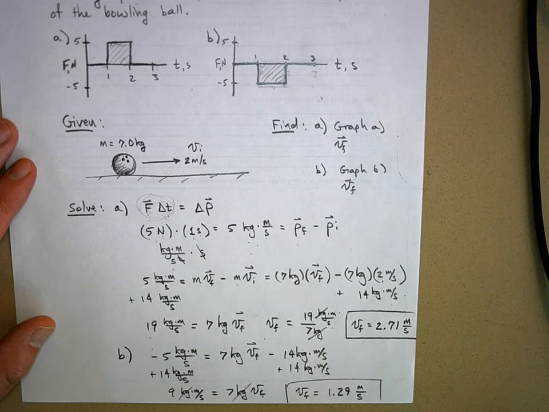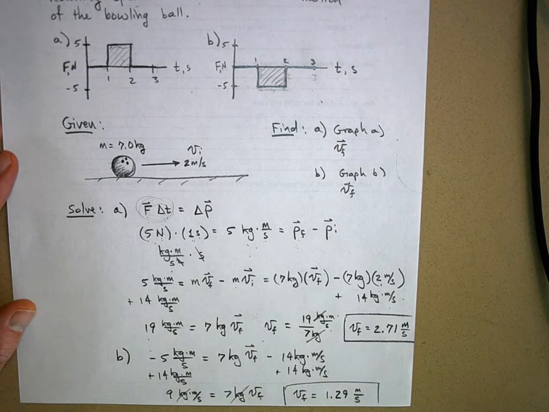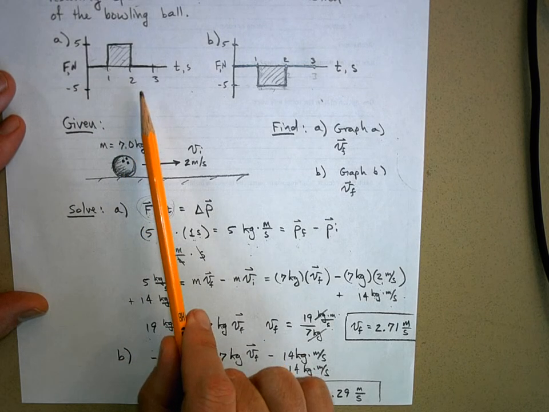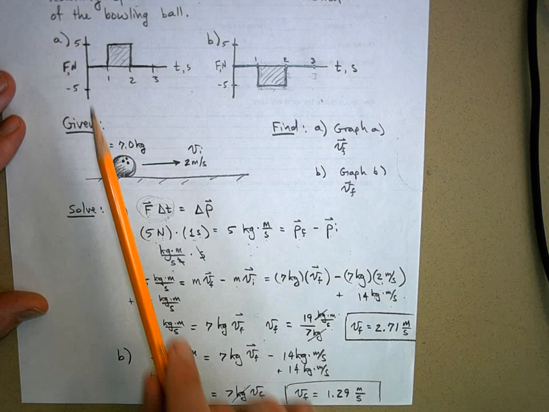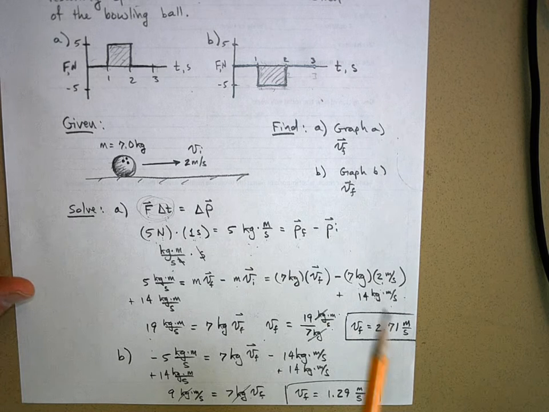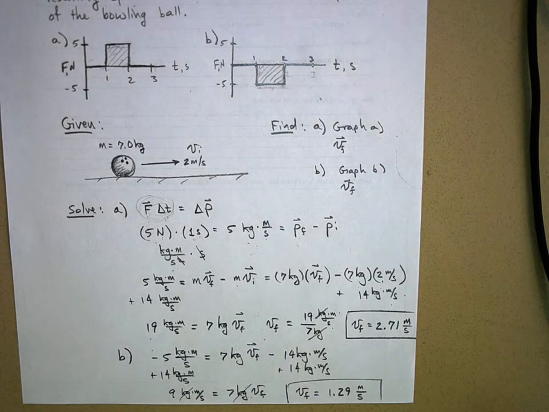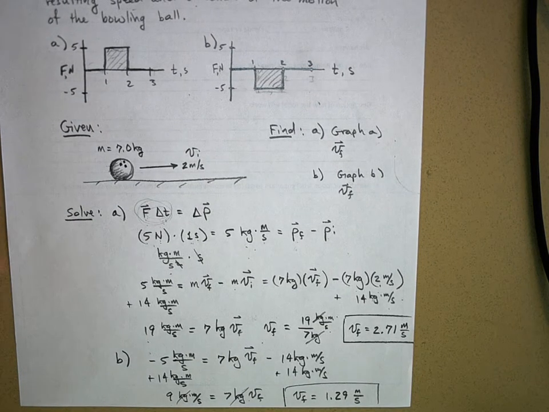So the big idea for this is here. If I give you a graph that has force as a function of time, the area underneath that graph is the impulse. The impulse is equal to the change in momentum, and you can just solve for your unknown then. That is all.